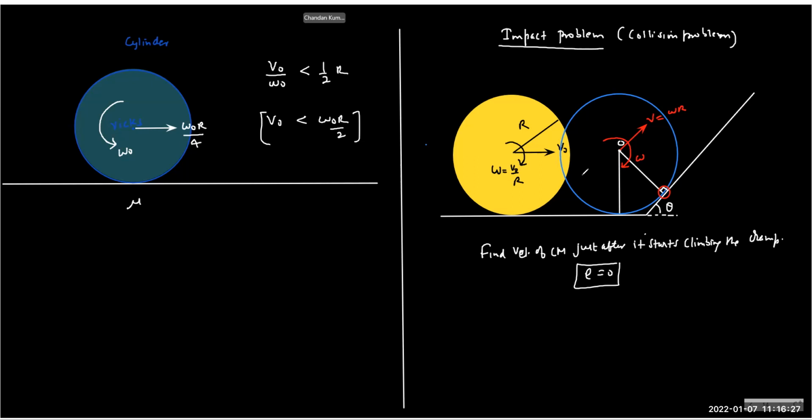So both the omega are the same, no? No, they are different. I should have taken a different symbol, but okay. Because it is pure rolling, both will change simultaneously. So you are supposed to write the angular momentum just before collision, about the impact, and just after collision, about the impact. That's it.